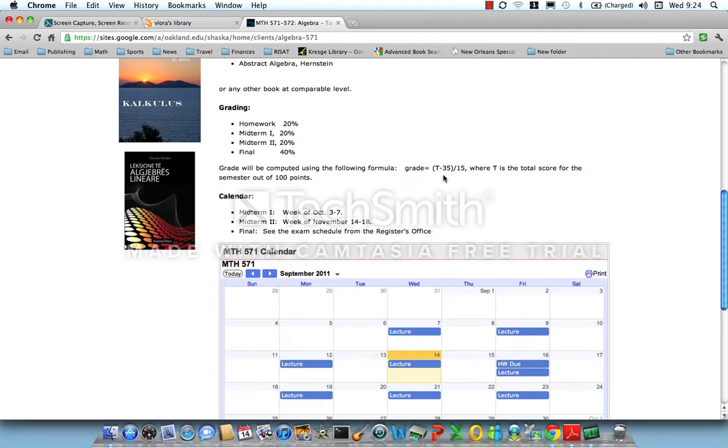For Auckland students, it will be (T minus 35) over 15, where T is the total percentage that you get out of 100 from the score on the tests and the homework. Auckland has this scale of 0 through 4.0, 4 being the highest grade, and so we will use this formula.